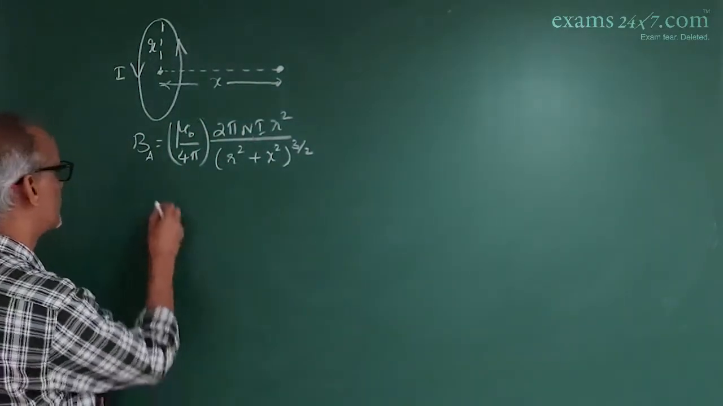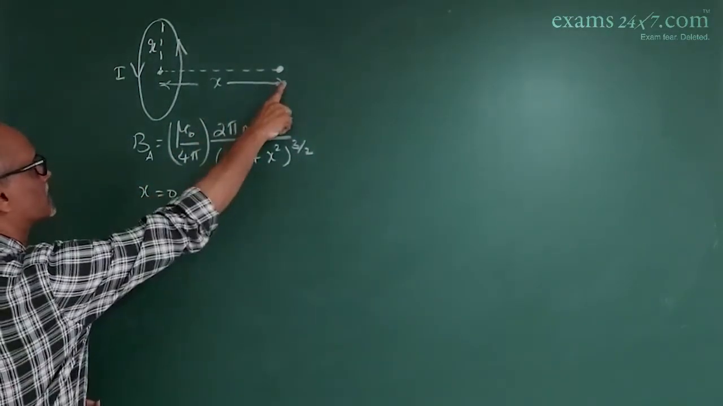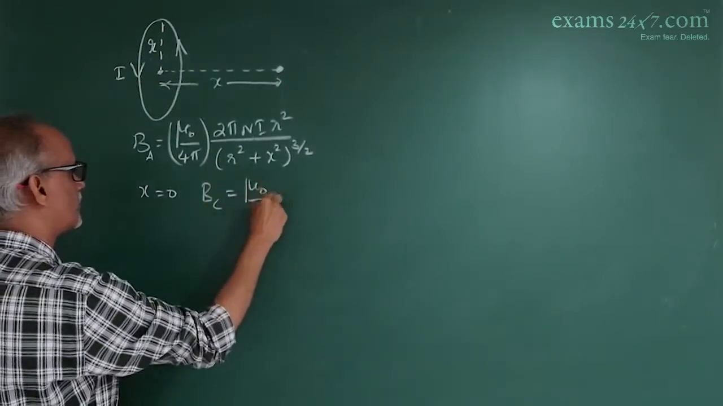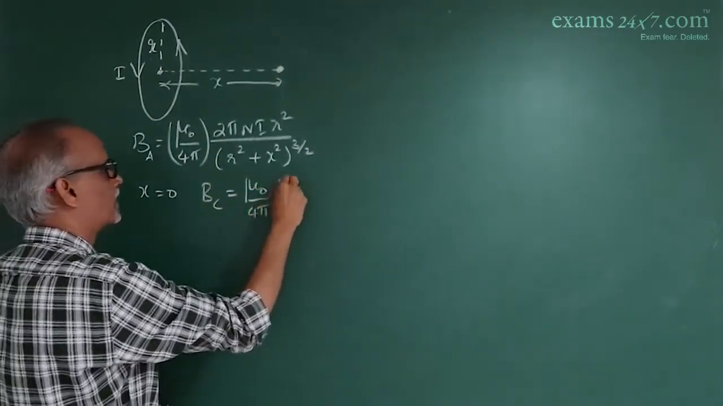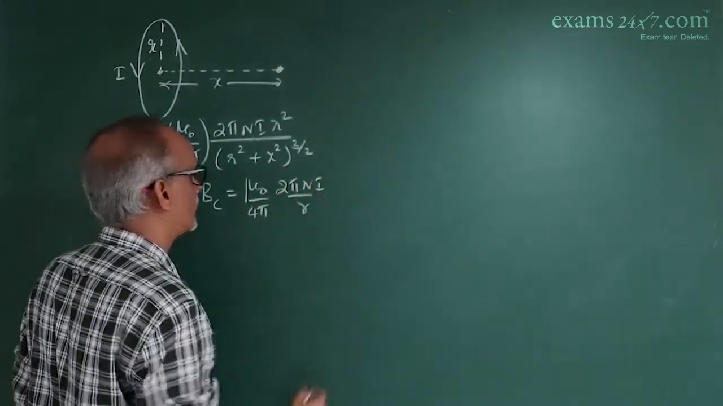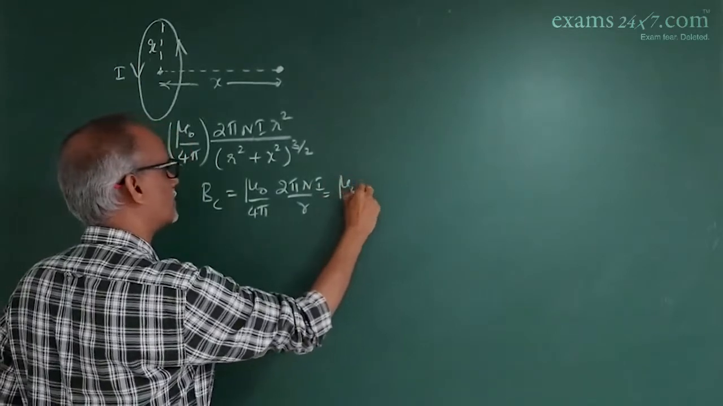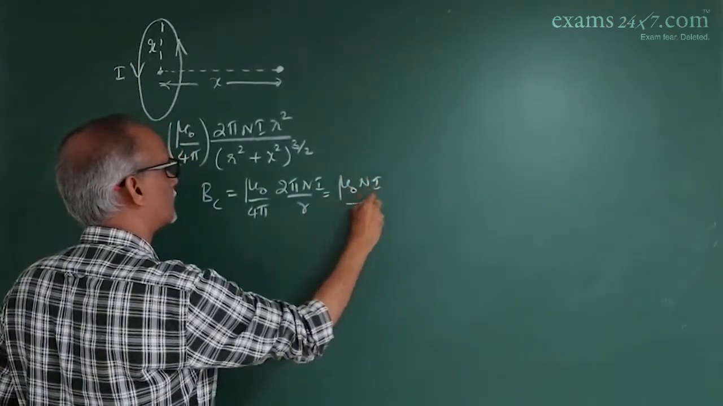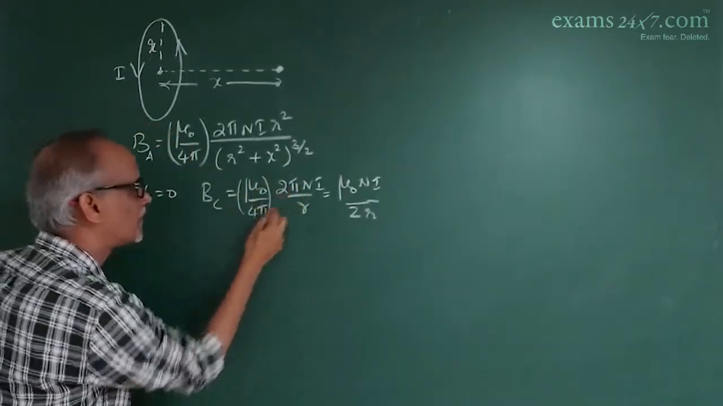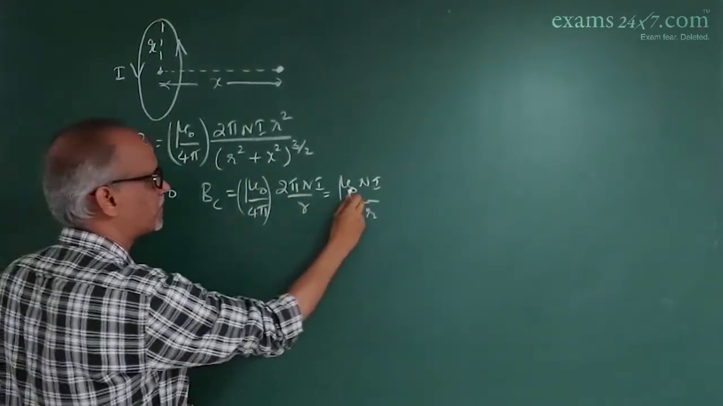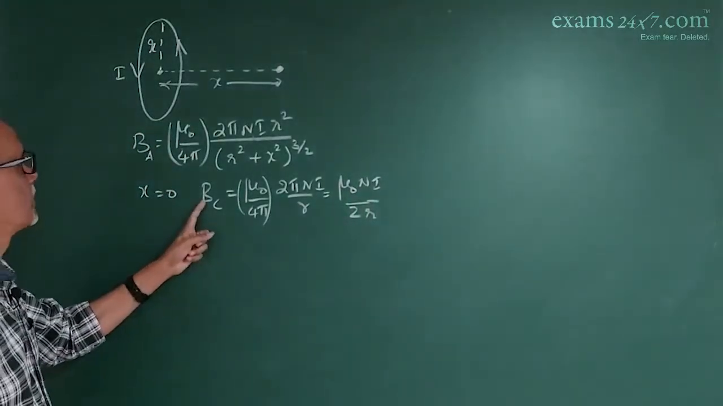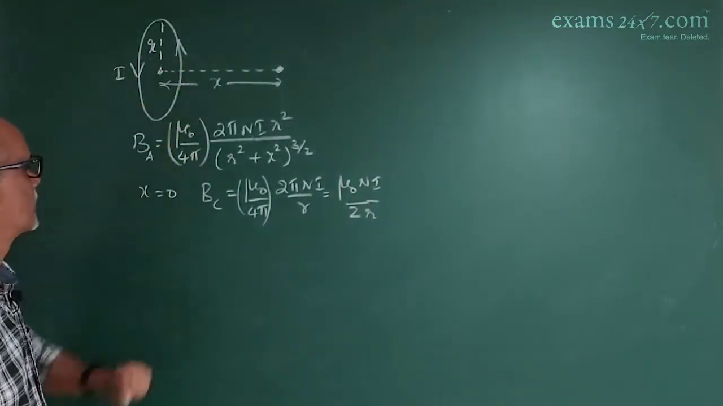Now, by substituting X is equal to 0, we get the magnetic field at the center, which is BC is equal to mu naught by 4 pi, 2 pi N I by R. Now, the same thing can be written as mu naught N I by 2R. That's a simplified version, because the 2 pi and 4 pi simplify to give mu naught N I by 2R. Now, that's the magnetic field at the center of the circular coil.